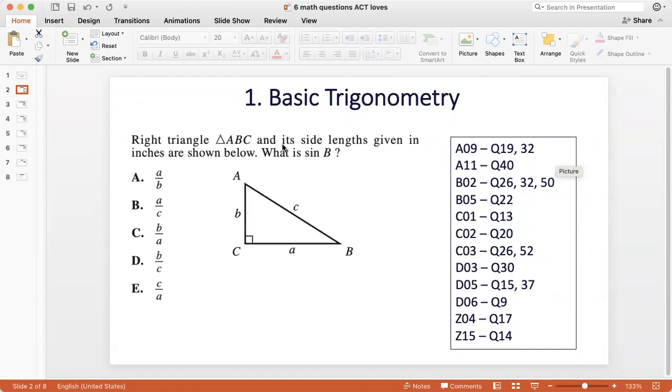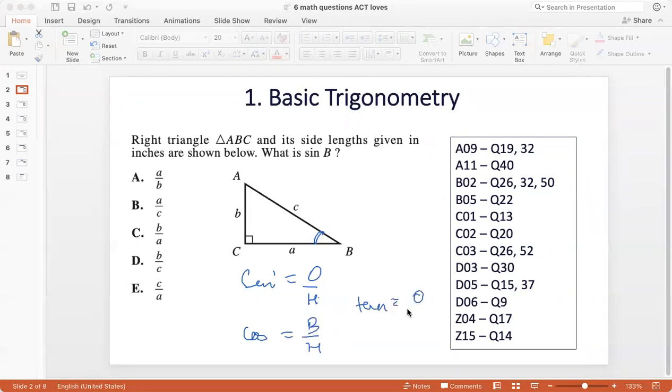I'll take a sample question here. Right triangle ABC and its side lengths given in inches are shown below. What is sine B? So sine is opposite over hypotenuse, cos is base over hypotenuse, and tan is opposite over base. So for B, opposite is side small b and the hypotenuse is small c. So this would be b by c, option D.